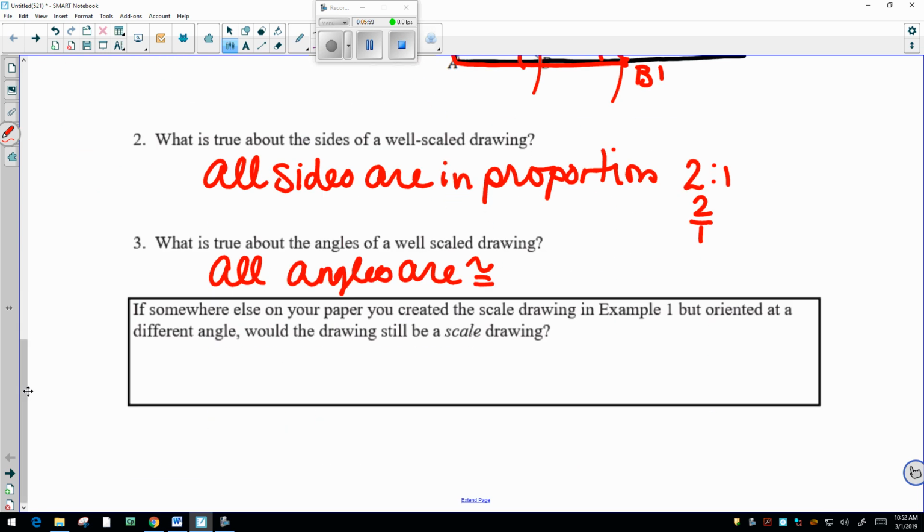On the bottom, it's saying, okay, if somewhere else on our paper we did the same exact scale drawing, kept the scale factor of 2, but we started at a different angle, so maybe we did the same construction at B, would the drawing still be a scale drawing? And that answer is heck yeah. As long as we kept that ratio at 2 and we did the same process, it does not matter where you start from. You could start at B, you could start at C, you will always have a scale drawing.